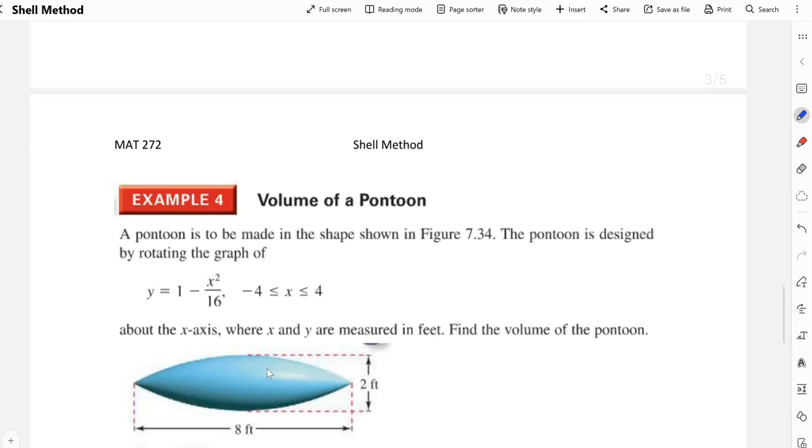A pontoon is being made in the shape of the figure. The pontoon is designed to be rotated about the x-axis.